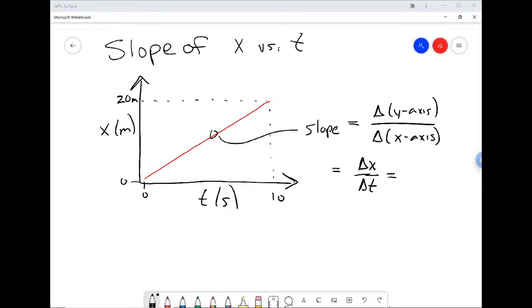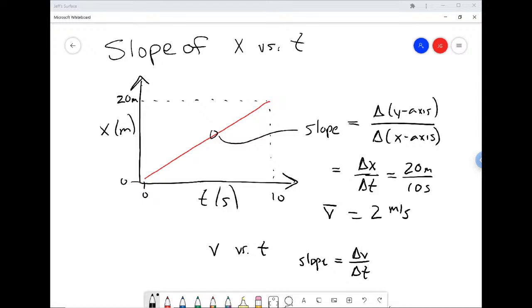So what is that? Well, the change in x here is 20 meters in 10 seconds. So that's 2 meters per second. You see that that is a velocity. It would be the average velocity over that interval of time. So if you did the same thing with v versus t, what you would find is the slope is a change in velocity with respect to time. That's an average acceleration.